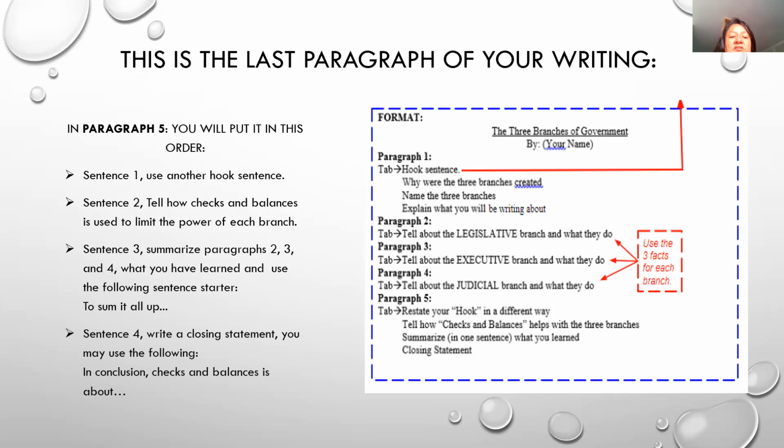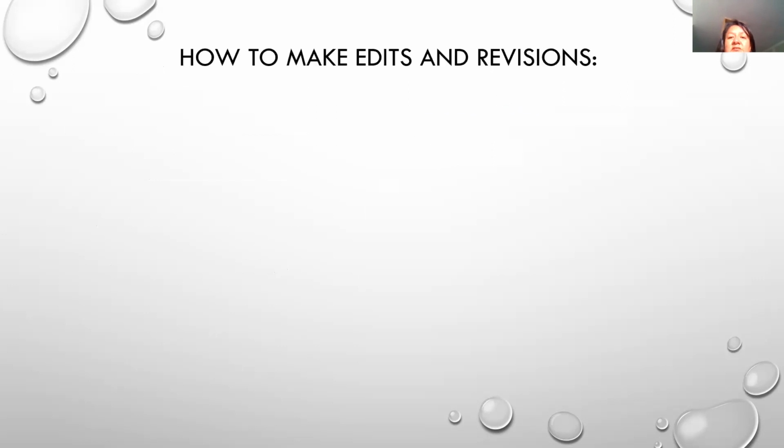And then sentence 4, you're going to write a closing statement. You may use the following. In conclusion, checks and balances is about the 3 branches of government, which is the way our U.S. government is set up. And then you are done. You're done with writing all 5 paragraphs.